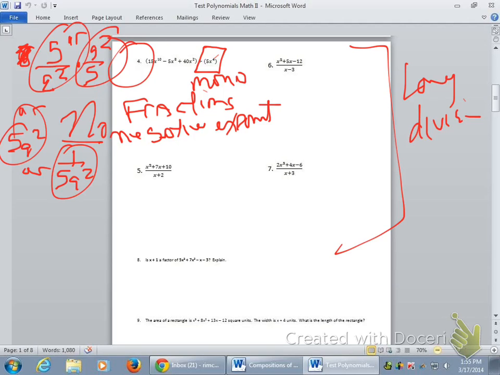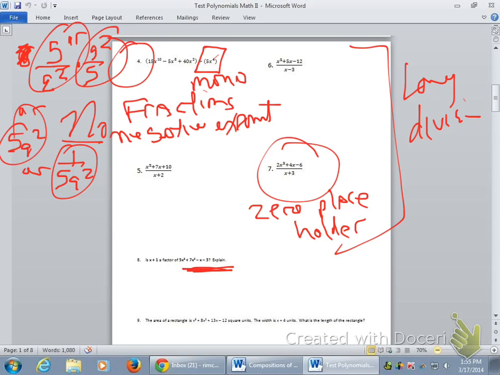So I tried to give you some points for doing the process right, but ultimately you got to do the whole thing right. On number 7, I just would remind you, did you use a 0 placeholder? Some people did, and then some people didn't. Number 7, you need a 0 placeholder. The other two are pretty straightforward. They're really not hard.